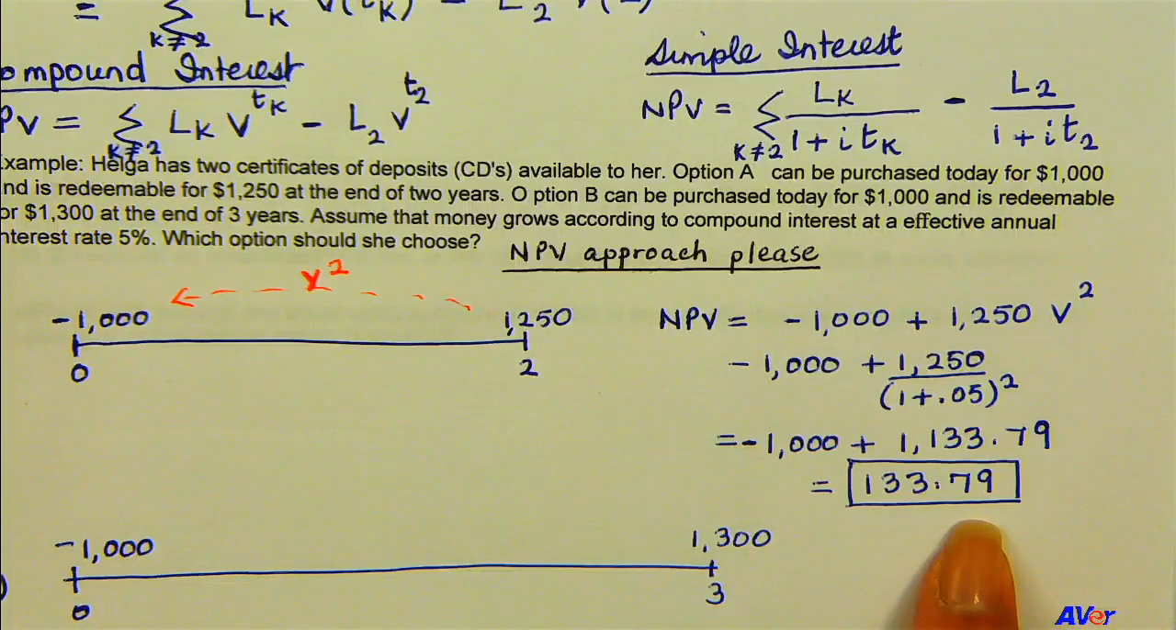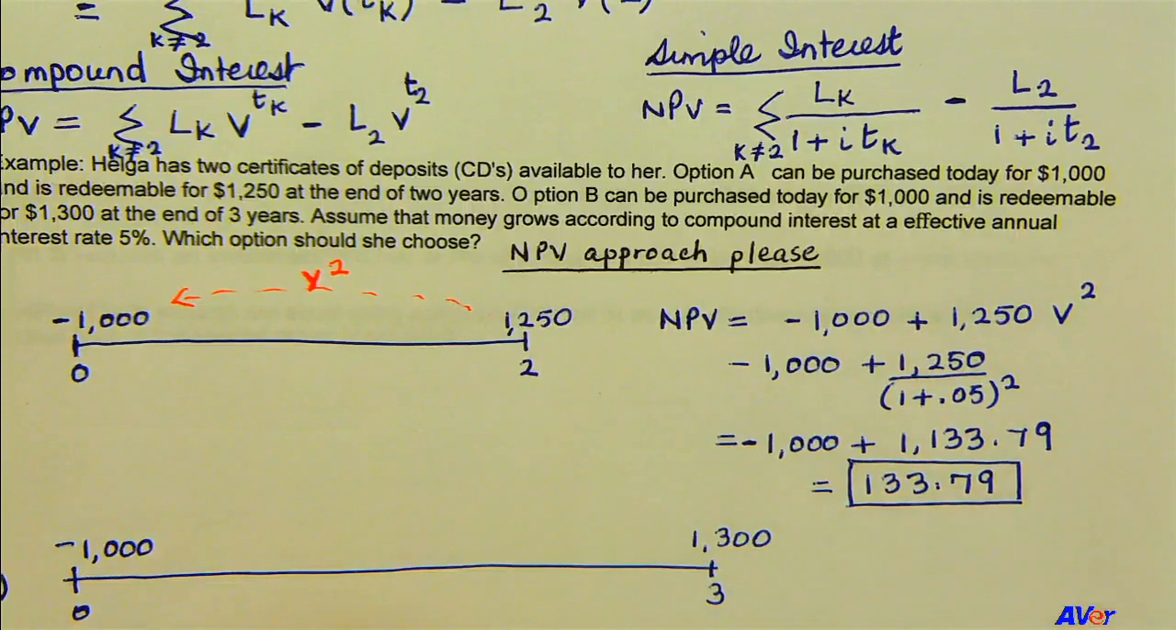Let's do the same thing for option B. Net present value equals minus 1,000 plus 1,300 V to the 3rd power.